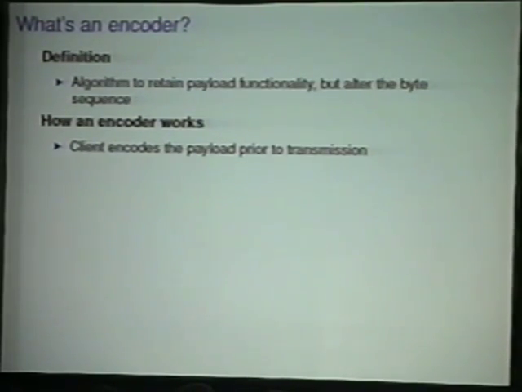So just to breeze through this, basically how the encoder works is on the client side, prior to exploitation, you have a stub that'll process your raw payload, the one that's going to give you a command shell or do any other advanced step.